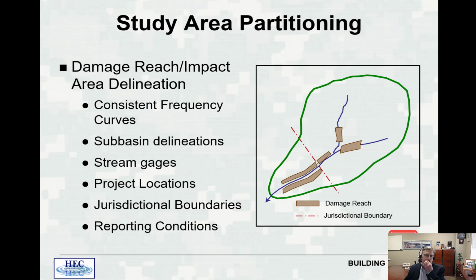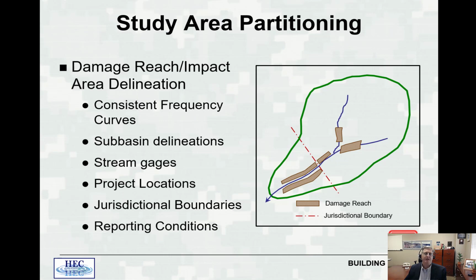So first, you want your damage reaches to have consistent frequency curves. So looking at this figure and seeing these different damage reaches, you can see that you have 2 up in tributary areas, and then you have 3 damage reaches down below, below the confluence of those tributaries. So you want your damage reaches where you have consistent frequency curves. Clearly, the damage reaches in the tributaries will have a different frequency curve than the damage reaches below the confluence of those tributaries. So you delineate your damage reaches where you have consistent frequency curves.